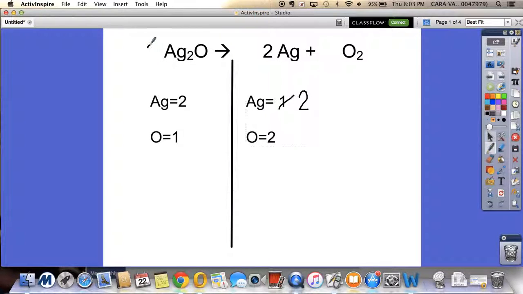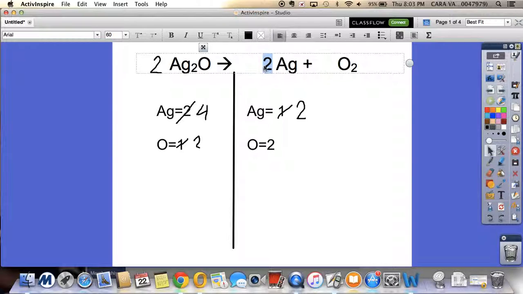So I'm going to add a coefficient of 2 to the left-hand side. So when I look at this, now I have two oxygen atoms. That coefficient of 2 now gives me two oxygen atoms. So I've gone from 1 to 2. But as you can see, the problem is now I have 4 silver atoms. So that means that I'm going to have to come back over here and change my coefficient so that I have 4 silvers on the other side.